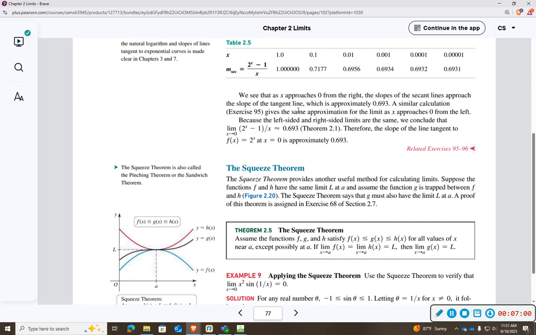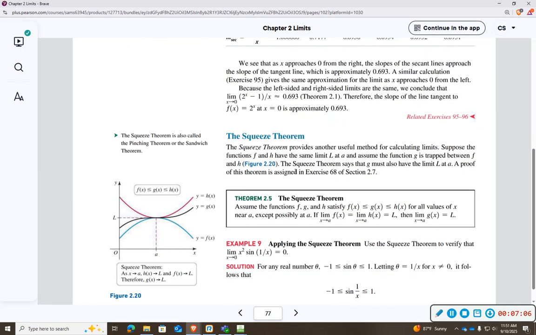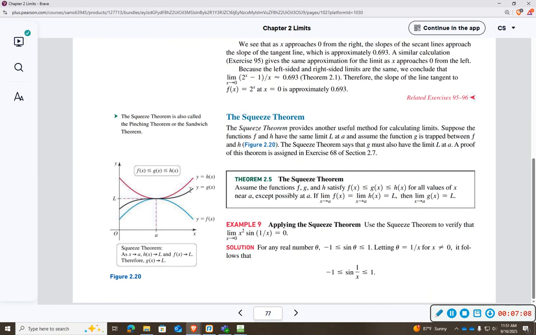And then we come upon another theorem, which is the squeeze theorem. The squeeze theorem just says sometimes it's hard to compute a limit algebraically or by direct substitution. So one thing we do is find a function that is greater than and a function that is less than, and we squeeze our function between them. So that function is kind of trapped in between two functions.